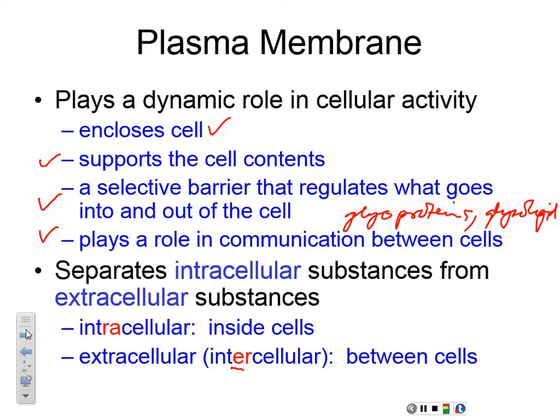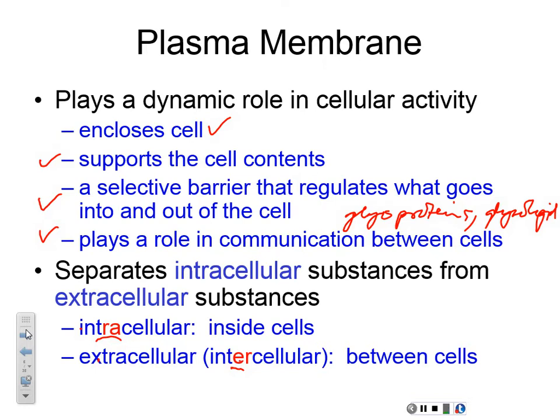Intra is inside the cell. And intercellular is the extracellular material. You see that? With an ER, inter is between the two cells. Intra is inside. All right? So the inside environment is also aqueous. The outside environment is also aqueous, the fluid that bathes the cells.